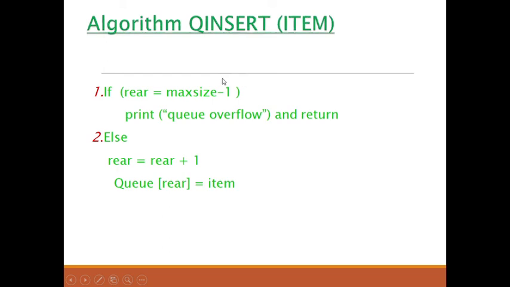Now for inserting, we have here the rear. Rear is the back. If rear equals the maximum size, let's say 4 minus 1, we will say that the queue is already overflow. Now if it is not, we can still insert an item into our queue. Let's say we have a queue for cash payment, or like in a bank, they have what we call a queue number, right? So you just look at your number to see what number you are in.